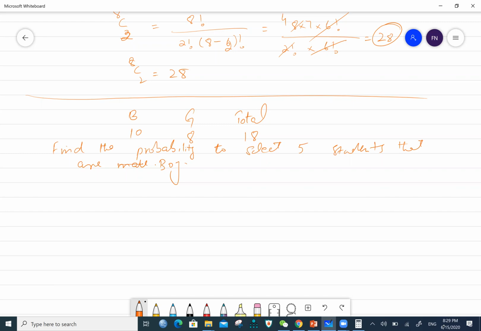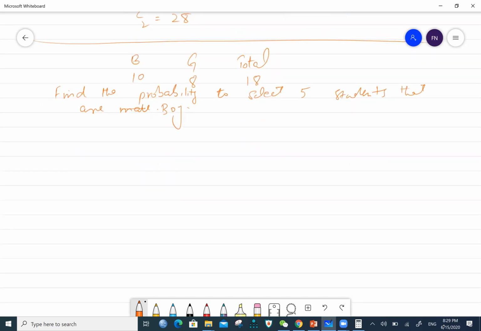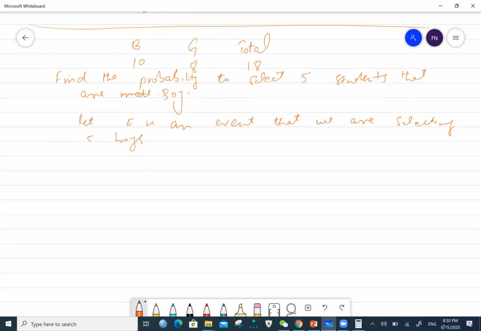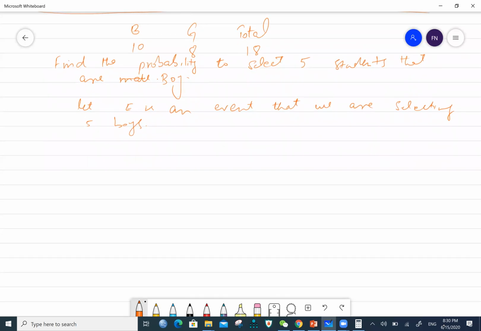So we define it. Let E be an event that we are selecting 5 boys. Understand? So the total number of options to select 5 boys, we denote by n of E. The number of events, how many options in that event, we denote it by n of E.